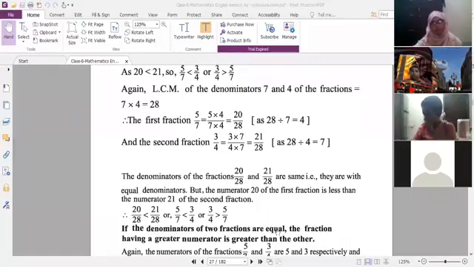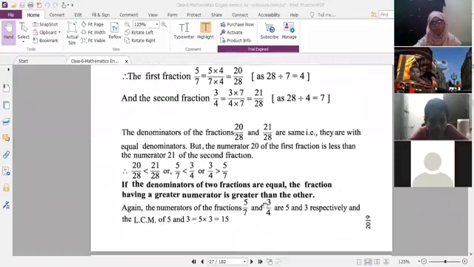Okay. Ultimately, we can say that if the denominators of two fractions are equal, the fraction having a greater numerator is greater than the other. I can repeat again. If the denominators of the two fractions are equal, the fraction having a greater numerator is greater than the other.